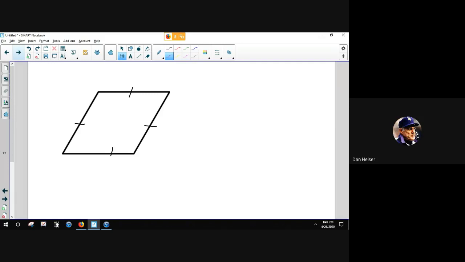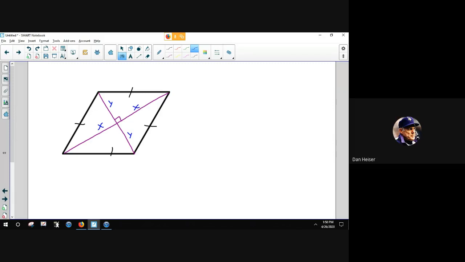So first thing I'm going to do is to draw in these segments. You know them better as diagonals. And we know that with a rhombus, the diagonals are perpendicular. And that's the key to this formula. We also know that because a rhombus is a parallelogram, these diagonals bisect each other. I will call these two pieces X. I will call these two pieces Y.